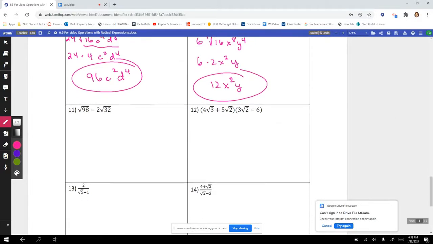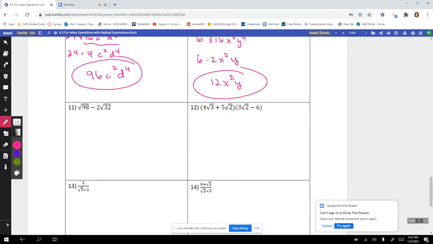Okay, that was multiplication. Now we're going to do some subtraction. Again, I need to simplify. So this gives me the square root of 49. That's my perfect square times the square root of 2. Minus 2, square root of 32. Highest perfect square is 16 and 2. So this gives me 7 root 2 minus 2 times the square root of 16, which is 4, so I get 7 root 2 minus 8 root 2. So my final answer there is negative root 2.